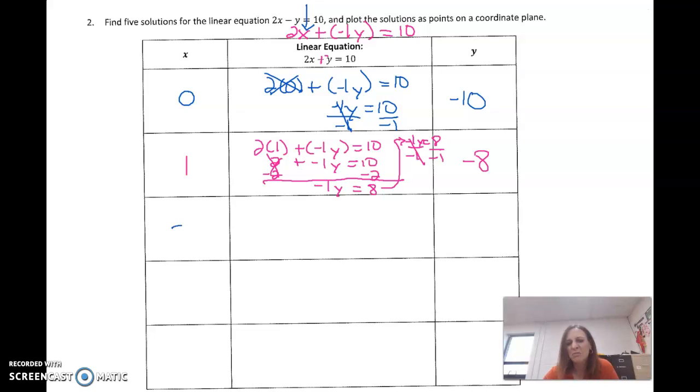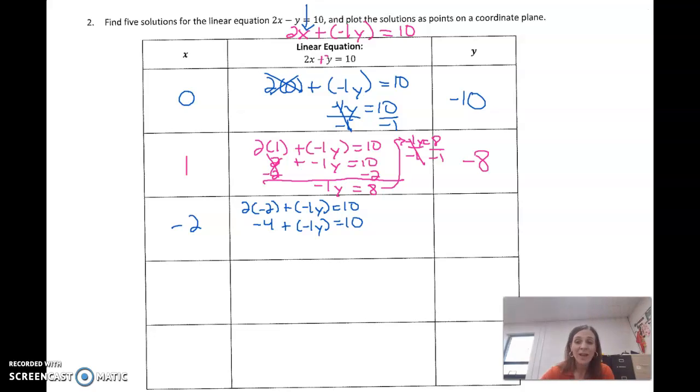Oh, negative 2. We got to throw some negatives in there, right? So let's do negative 2. I'm going to plug that in for x. 2 times a negative 2 plus my negative 1y equals 10. That's negative 4. Simplify and solve, just like we were doing in topic A. That stuff's not going away. It's a skill that hopefully we now know how to do.